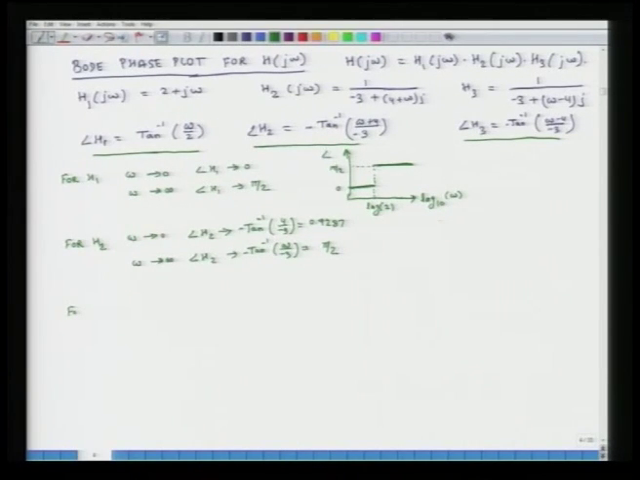So, the phase plot for this H2 will look something like this. Again, I am having phase of H2 being plotted here on the y axis, on the horizontal axis I am plotting log of omega in base 10, and this is my low frequency asymptote. The crossover point is log of 0.2, and my high frequency asymptote is once again a constant line, and the y intercept is pi over 2.